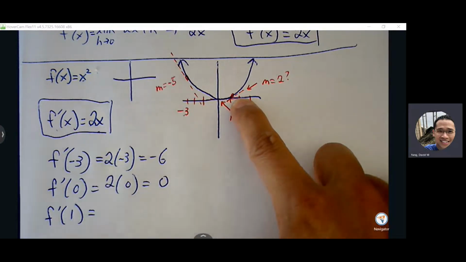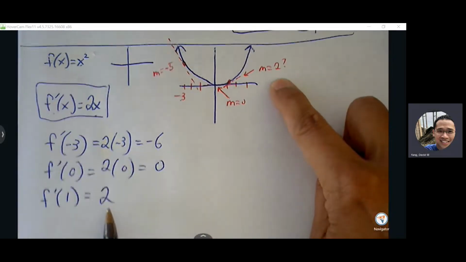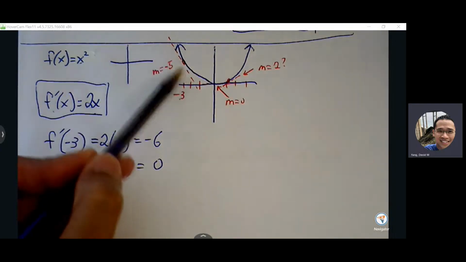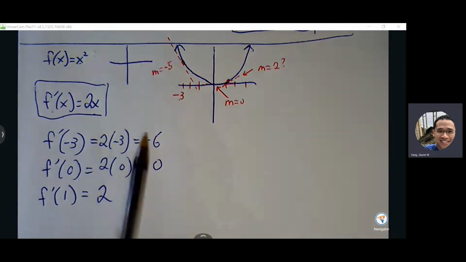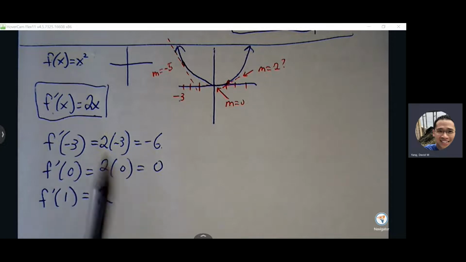1 times 2 is 2. And we knew that it was a positive slope. We knew that it was not quite as steep as the one that was on the other side. So we see that it's consistent with what we expect it to be, right? It's giving us the values that we're going to expect.